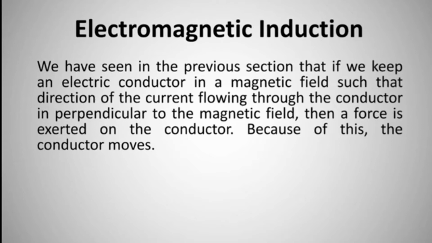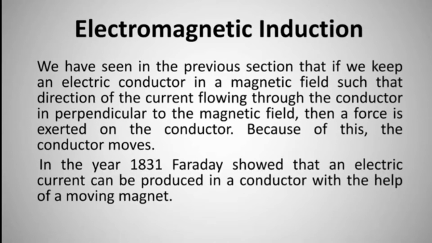But if an electric conductor is moving in the magnetic field or the magnetic field around a stationary conductor is changing, what will happen? In order to find out an answer to this question, research was done by a great scientist, Michael Faraday. In the year 1831, Faraday showed that an electric current can be produced in a conductor with the help of a moving magnet.